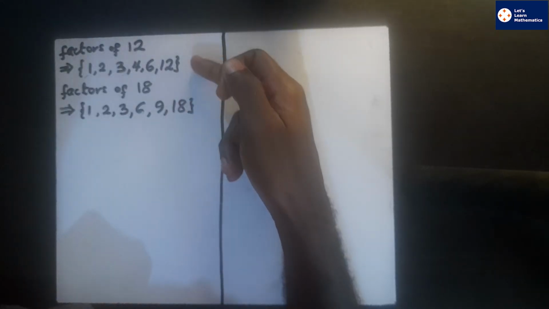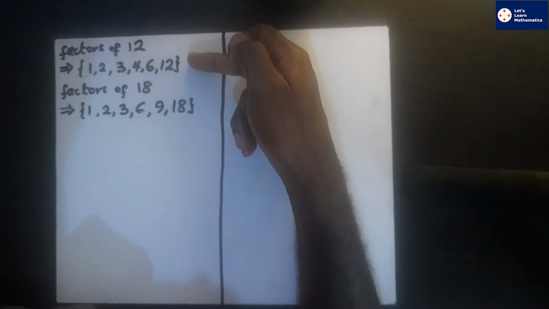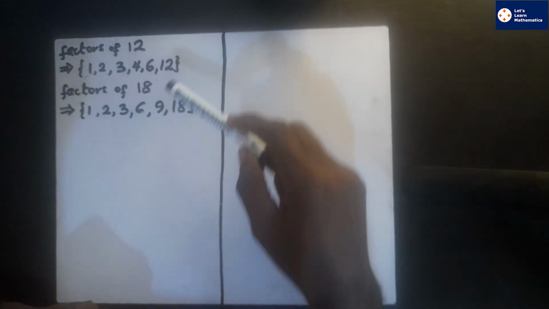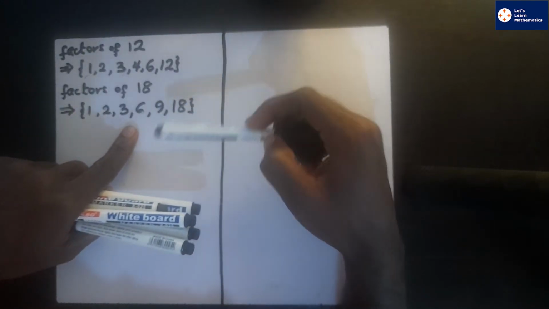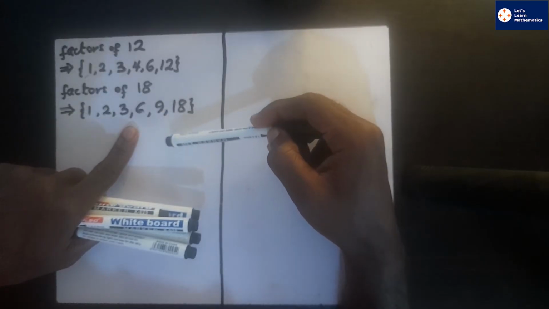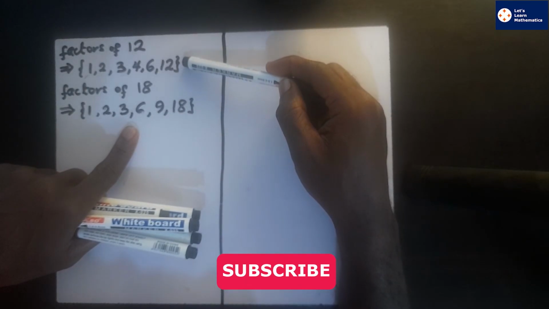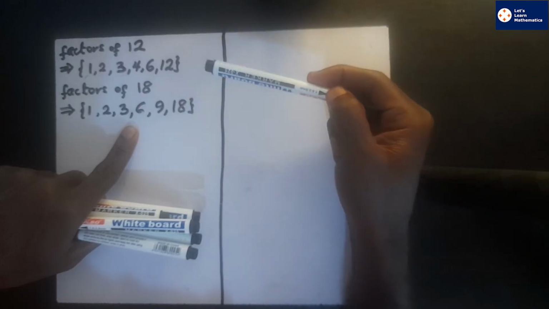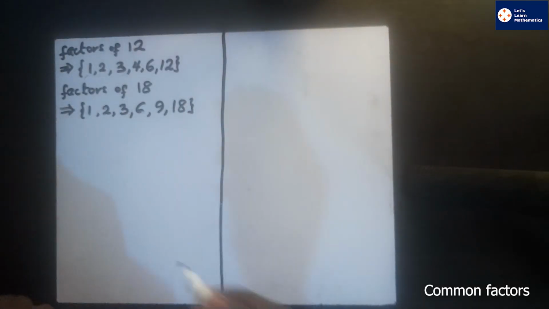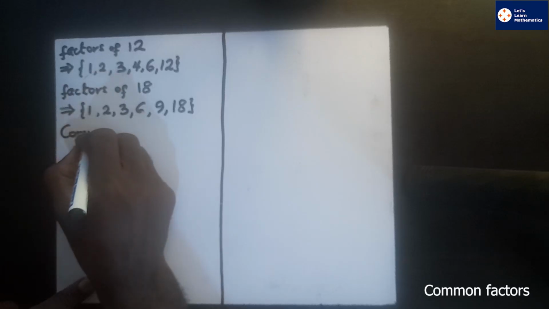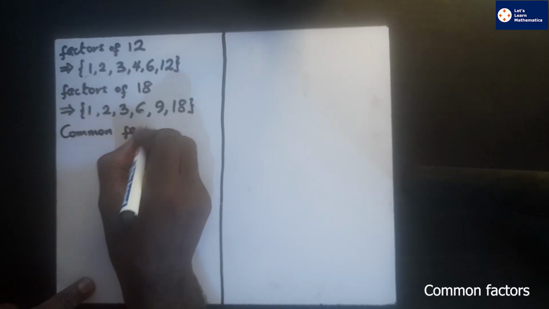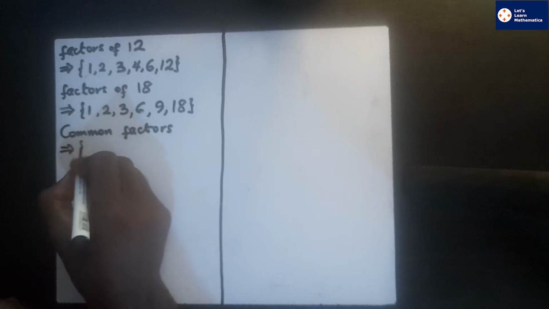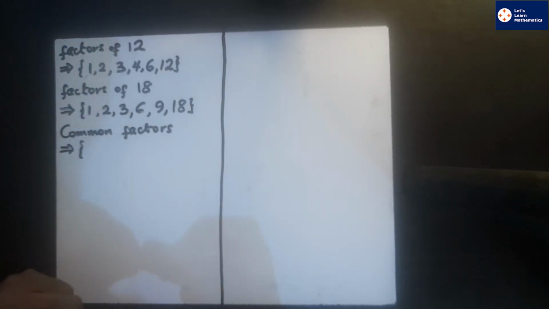So out of these two lists, this is the factors of 12, this is the factors of 18. Which of the factors are common to each of the sets that we have here? That means, what factor can we see in the list of factors of 12 and at the same time in the list of factors of 18? Those are what we call common factors. So let's list them. The common factors are the factors that are present in the list of factors of 12 and at the same time the list of factors of 18.